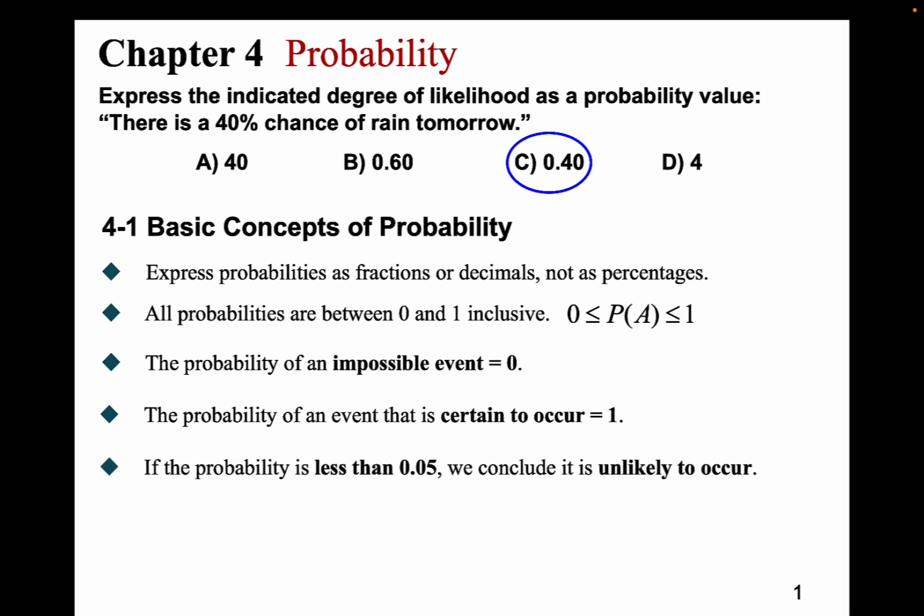And if the probability is less than 0.05, we conclude that it is unlikely to occur. So we've got this range here from 0 to 1. 0 would be an impossible event, just creeping up to 0.05. Anything below that would be unlikely to occur. And then the probability would increase until we get to the probability of 1, or you can think of it as 100%. And that would be for an event that is certain to occur.